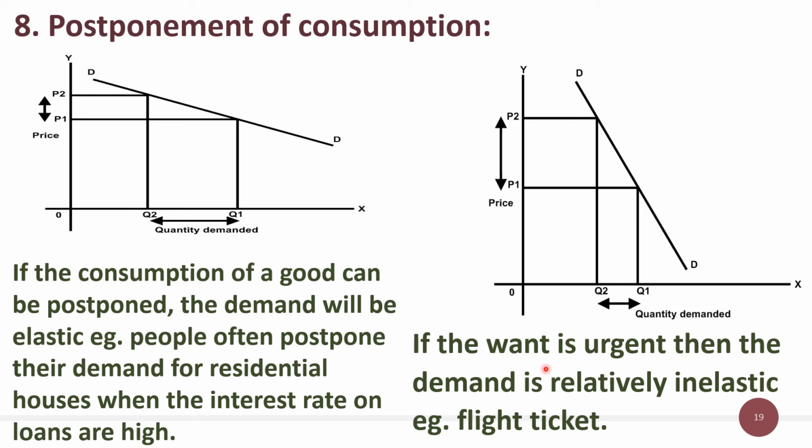On the other hand, if the want is urgent, then the demand is relatively inelastic. For example, if I need to go by flight urgently, maybe to Delhi or Bombay, and I cannot postpone it, even with a big change in price, I am willing to pay whatever price, my demand will not change much.